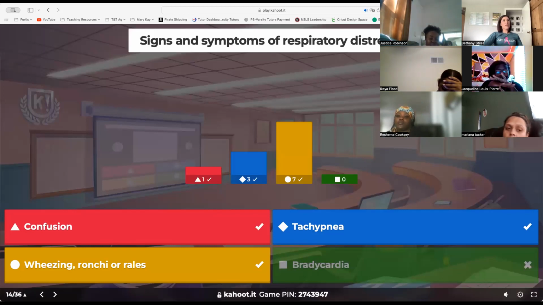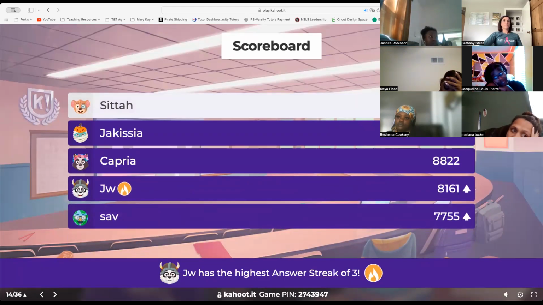Signs and symptoms of respiratory distress are going to be increased breathing rate, confusion, and those abnormal breath sounds. So we see tachycardia along with it instead of bradycardia.